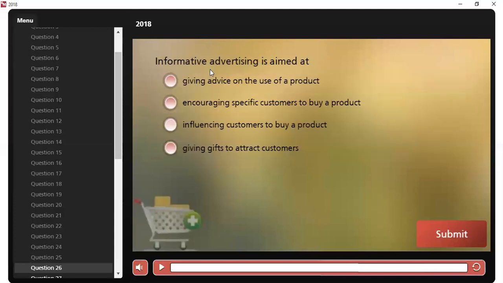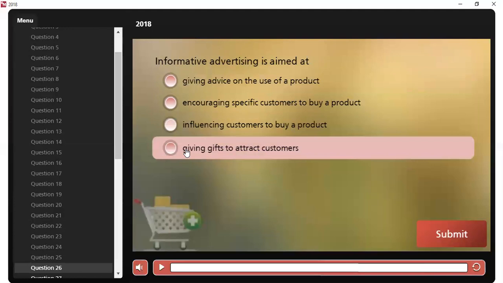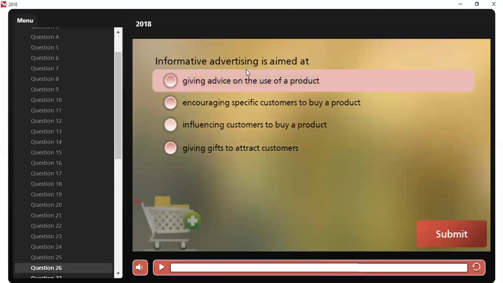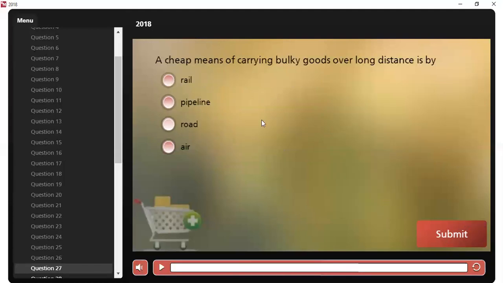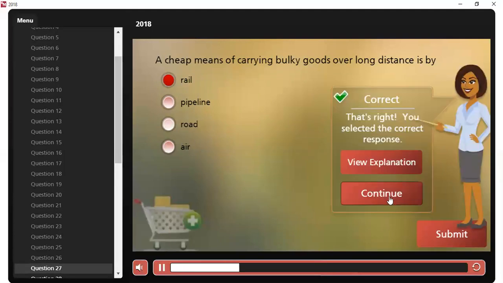Question 26. Okay, informative advertising is aimed at A, giving advice on the use of a product, encouraging specific customers to buy a product, influencing customers to buy a product, giving gifts to attract customers. So informative advertising is aimed at giving advice on the use of a product. So the right answer is A. Question 27. A cheap means of carrying bulky goods over long distance is, of course, rail. Rail is the cheapest means of carrying bulky goods over long distance.